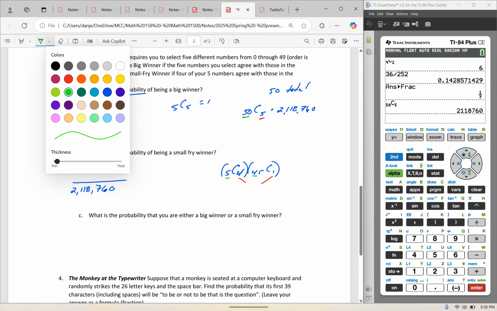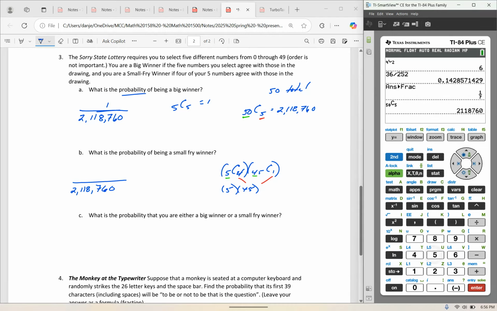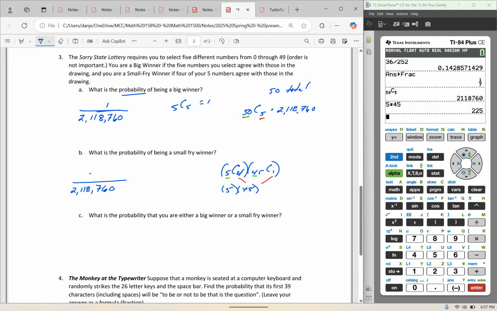So if I now simply do 5 choose 4, which is 5, times 45 choose 1, which is 45. You can do that on the calculator to check me out. 5 times, nope, not divided by, 5 times 45 should be 225. So 225 over 2,118,760 is the probability of being a small fry winner.